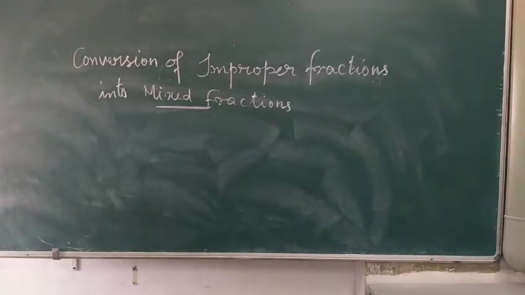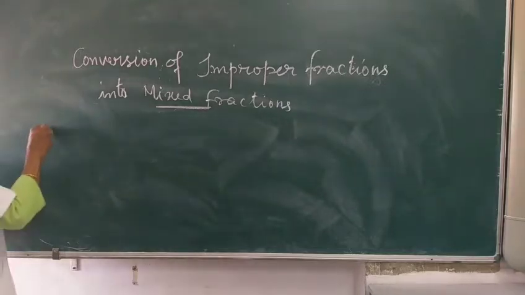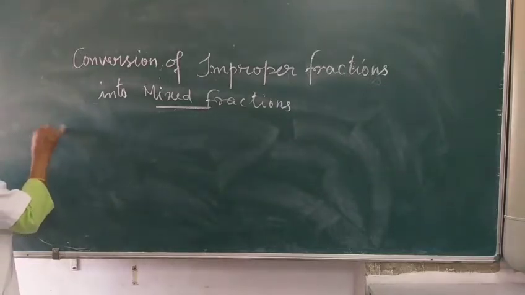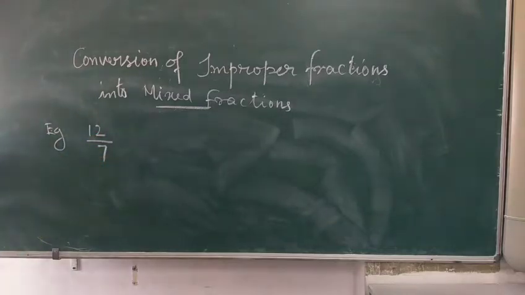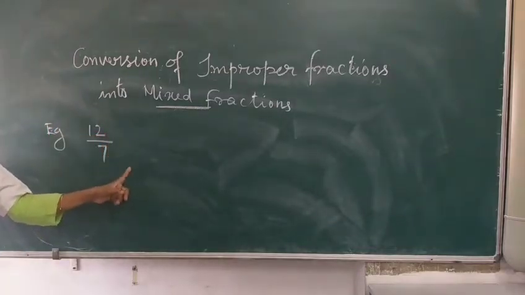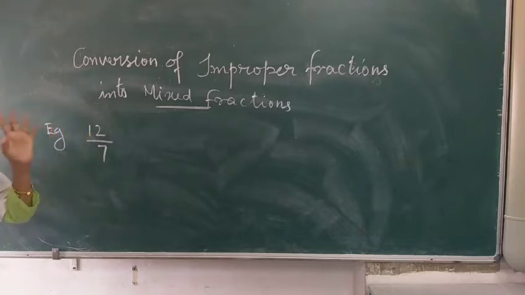That is an example. Example: 12 by 7. It is an improper fraction. We want to convert this into a mixed fraction. A mixed fraction means the combination of a whole number and a proper fraction.